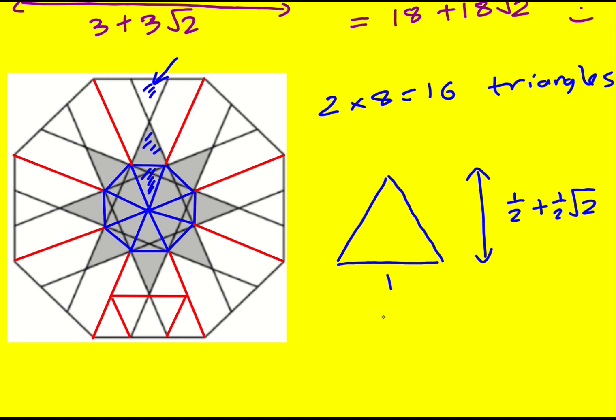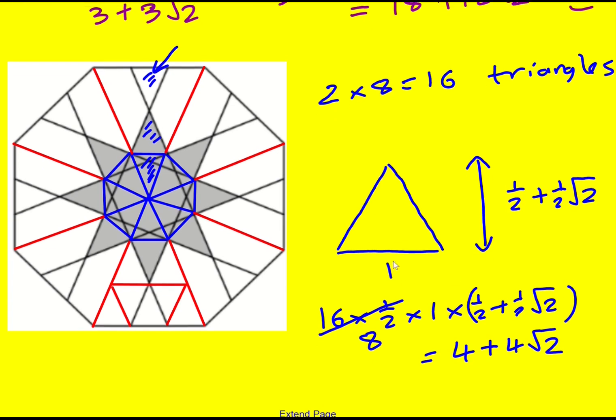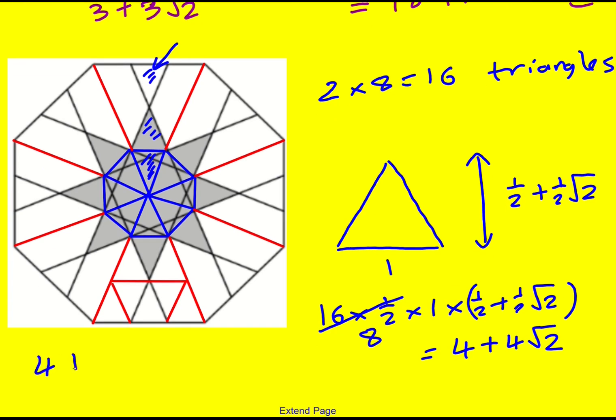It must be that the area of one triangle is a half times base times height. And then I've got 16 of them. So I can do 16 times a half to give 8. And then half times this is going to give me 4 plus 4 root 2. So overall, I've got 4 plus 4 root 2 for the area of the shaded region, divided by 18 plus 18 root 2 for the area of the octagon.